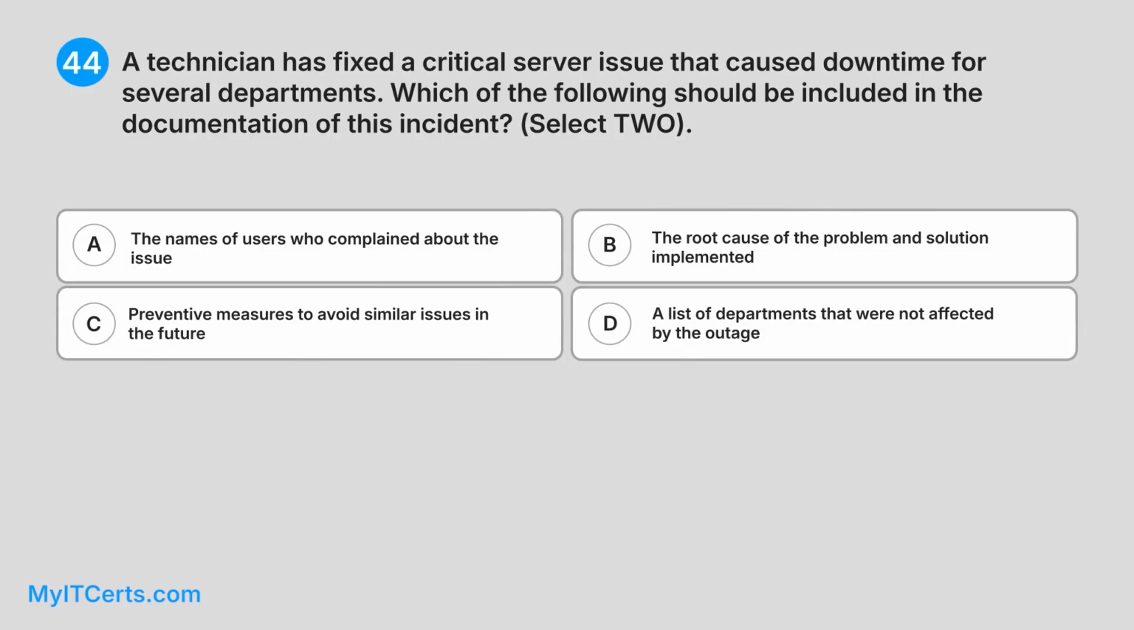44. A technician has fixed a critical server issue that caused downtime for several departments. Which of the following should be included in the documentation of this incident? Select 2. A. The names of users who complained about the issue. B. The root cause of the problem and solution implemented. C. Preventive measures to avoid similar issues in the future. D. A list of departments that were not affected by the outage.